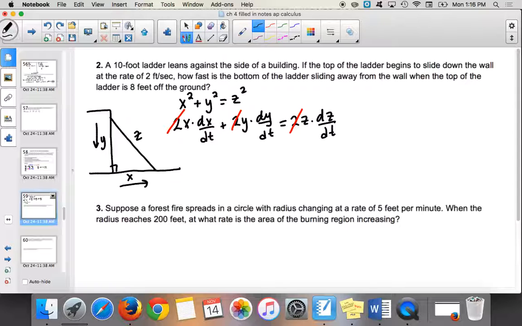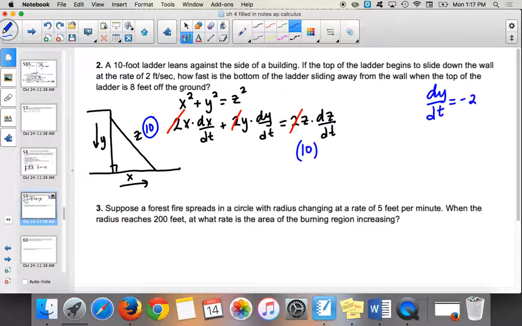So it says that we had a 10-foot ladder. So that's going to be our Z. And it says the top of the ladder begins to slide down the wall at a rate of 2 feet per second. So this dy over dt is kind of 2, but not really 2. Do you guys see how this distance, are we gaining a distance or losing a distance? So it's negative 2. It's getting smaller by 2 feet every second, right? So after a single second, it would no longer be at the height it's at. It'd be 2 feet smaller, right? So it's going to be negative 2.